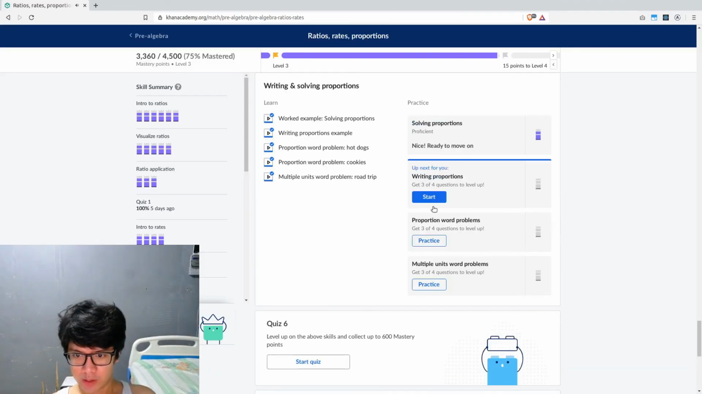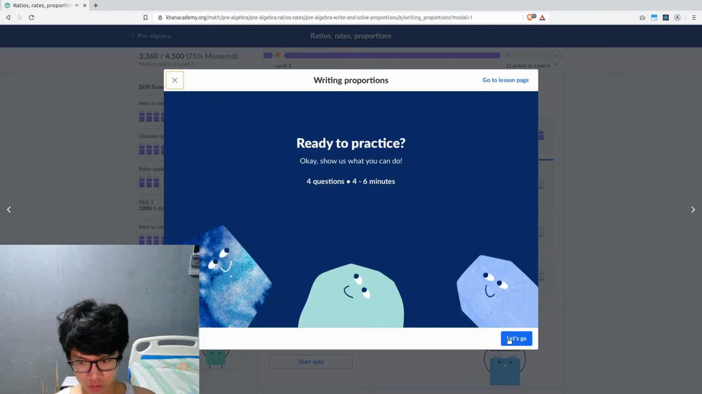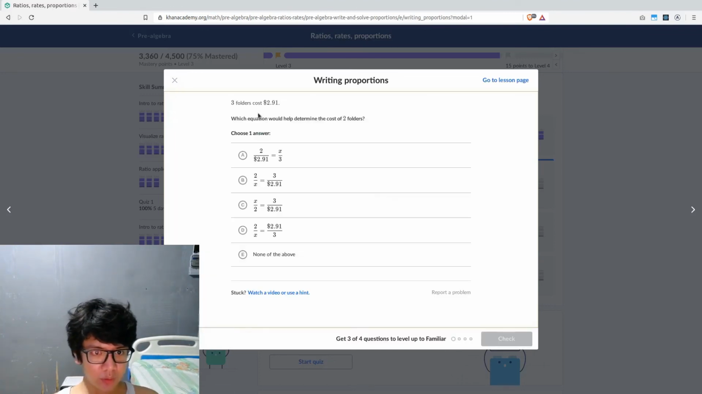Oh man, it's a lot of questions. Folders cost 2.91. Which equation will determine the cost of 2 folders? Oh wow, 2.91? No. 3.21, okay, this one works. No.